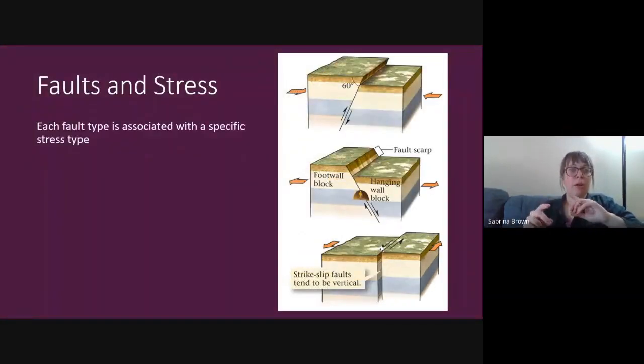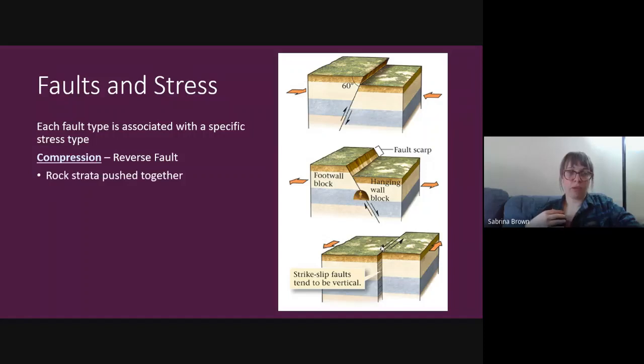All right, so again, each of those fault types is associated with one of those specific stress types. When we have those compressive forces, this is when we have an angled fault line. We have a head wall and a foot wall. When we have compressive forces, we call that a reverse fault. So in a reverse fault, our rocks are getting pushed together. Our two blocks are getting pushed together.